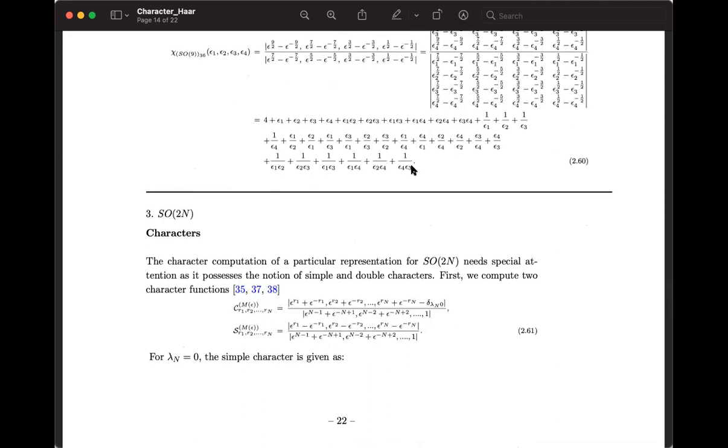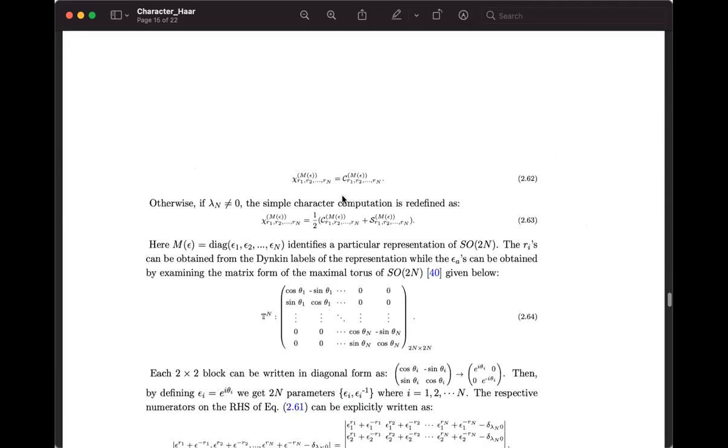Now let's come back to the SO2N. So SO2N, unlike the SO2N plus 1, needs special attention because it has a double character, simple and double character. Okay. So first we have to calculate two character functions. They are symbolized as C and S, and they are defined in this particular form. Okay. So for lambda n equal to 0, the character is given simply by the C function. Okay, so you can understand this. So we'll see this example later.